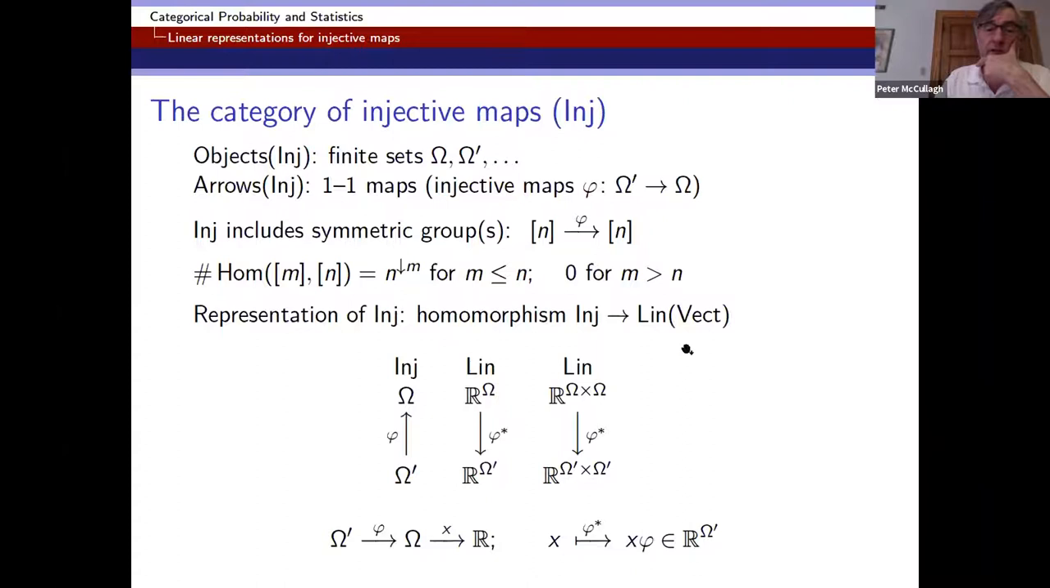And just to get the ball rolling here, the most obvious examples are associating every finite set with the vector space. Now everything's going to be real vector spaces here, I'm a statistician, remember, so complex numbers don't really exist. So you just associate with each object the real vector space of functions on that set, and then you associate with this map the pullback going in the opposite direction. So all of these representations are going to be contravariant.